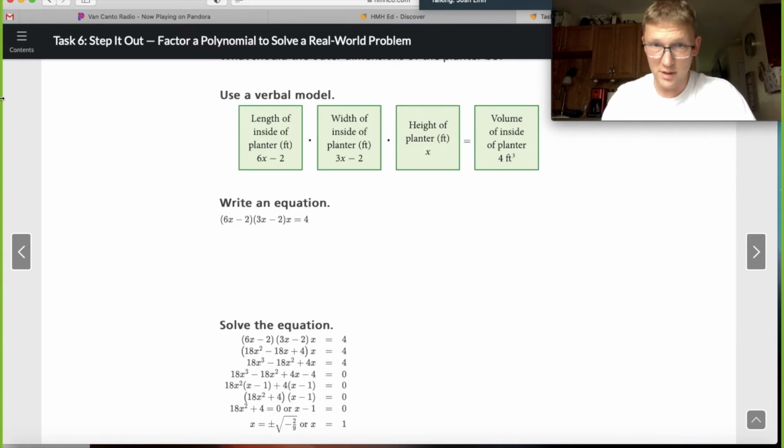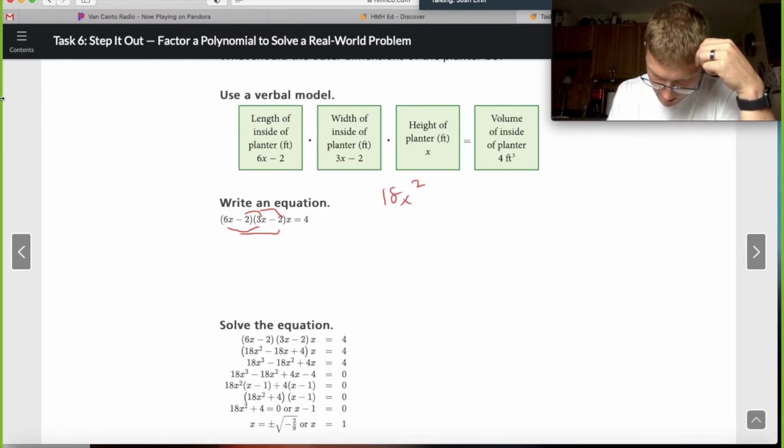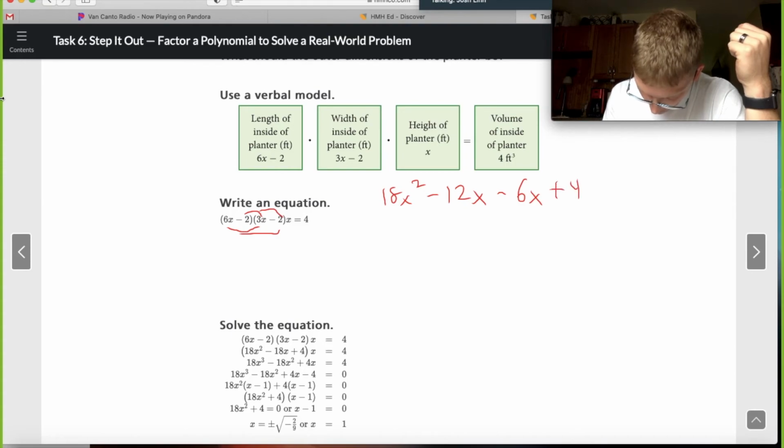Okay, get that out of the way. So we've got, I'm just going to FOIL this straight up. And then that means that we've got 6x times 3x, 18x squared, minus 12x, minus 6x, plus 4. And then we're just going to add another x into everything.